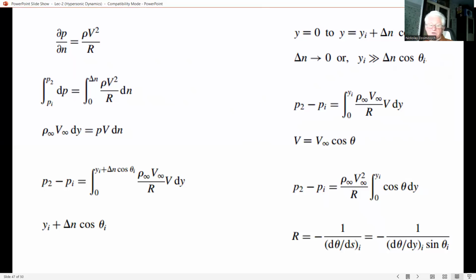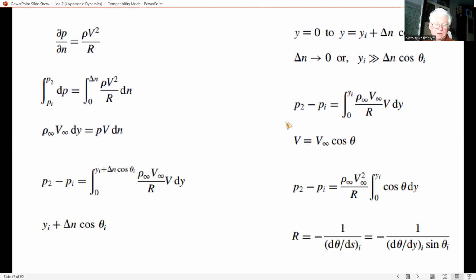Making the assumption of an infinitely small thin layer, we let delta n go to 0, or more correctly, y sub 1 is many times higher than delta n times cosine theta. In this limit, the expression for p2 minus p1 becomes the integral from 0 to y sub 1 of rho v over r times v dy.